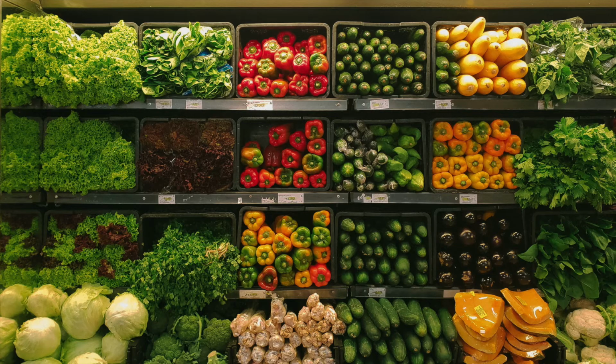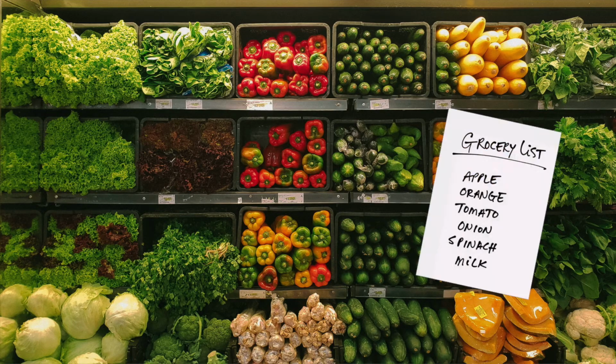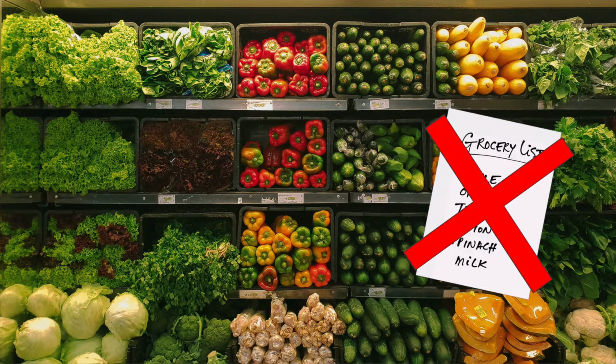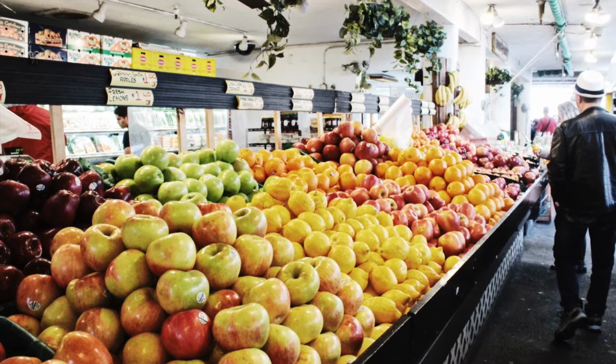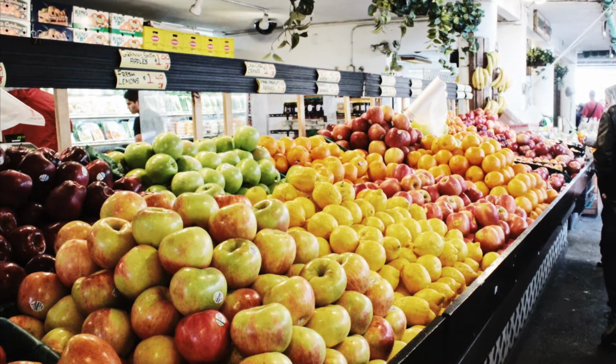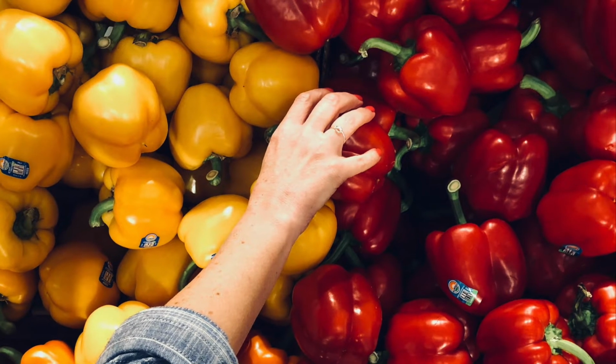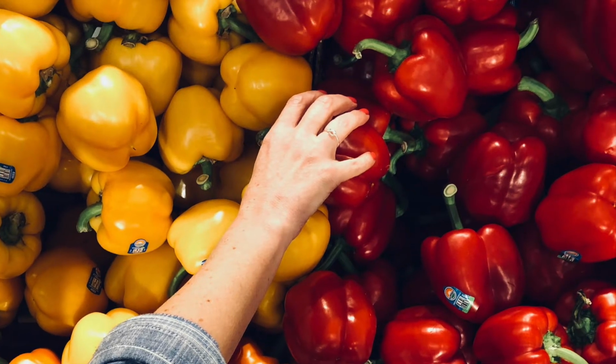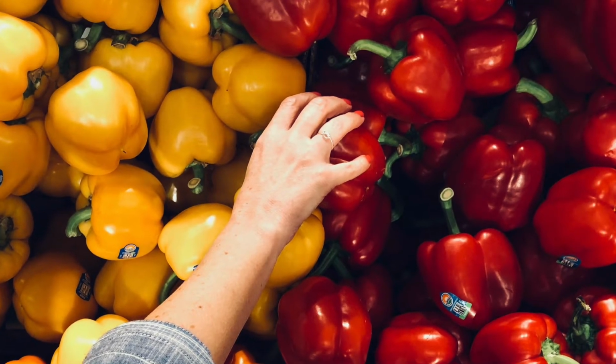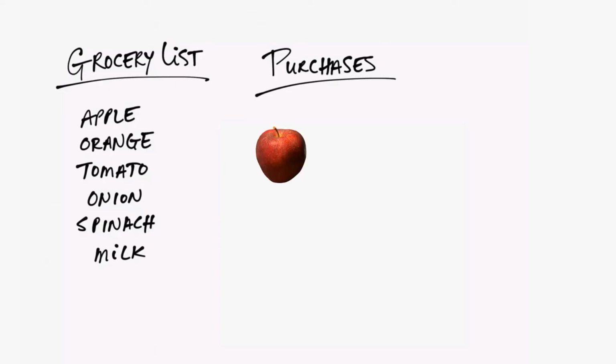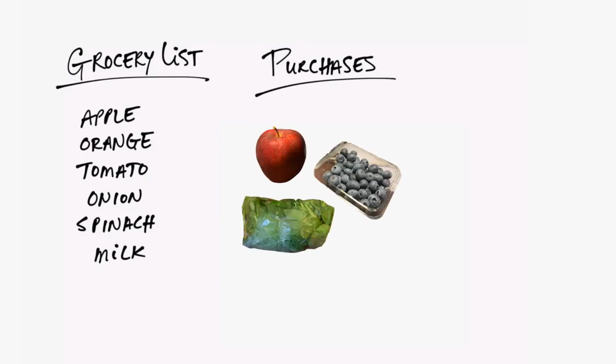But when you go to the grocery store, unfortunately, you forget your list at home. You'll likely remember a few of the items you need, but not all of them. You may also see new items at the store that were not on your list, but you decide to purchase them anyway. Your final purchases are an apple, some blueberries, spinach, an onion, and a pepper.